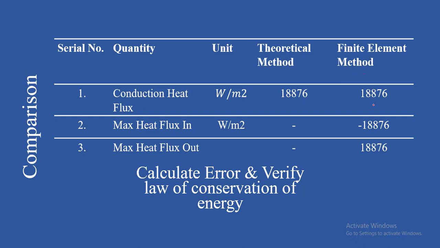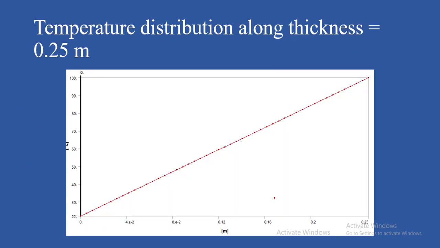Our last comments will be on calculating the error between this value and this value, FEA and analytical solution, and we will verify the law of conservation of energy for a 3D specimen, which states that energy can neither be created nor destroyed but can transform from one form to another. We will create this type of graph within ANSYS. Let's go to the ANSYS software.